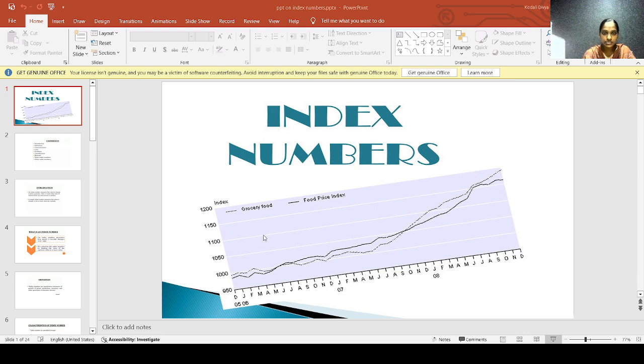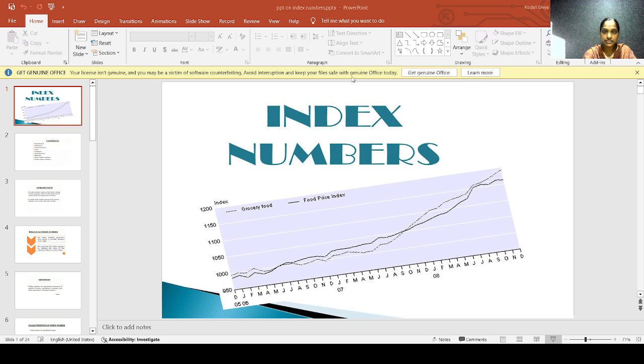When the geometric mean is used, the average of price relatives is log P01 equal to summation log of P1 by P0 into 100 by capital N. This is the formula to calculate the simple average of price relatives.